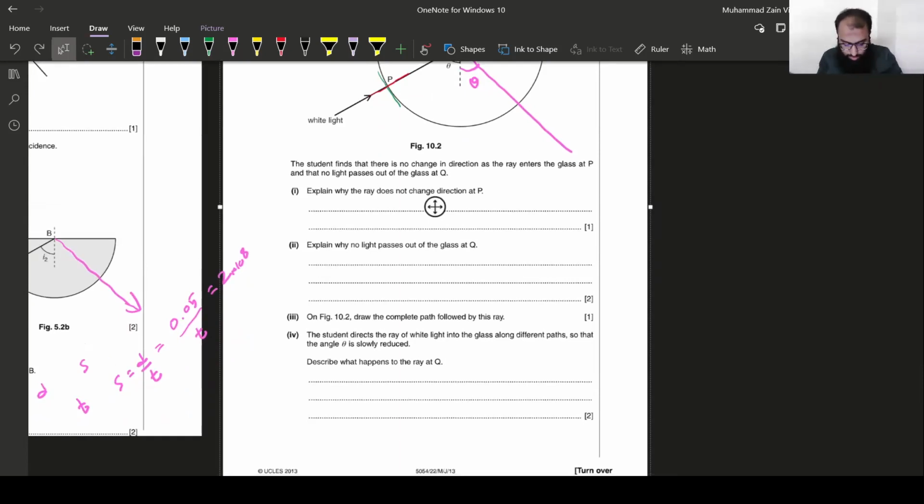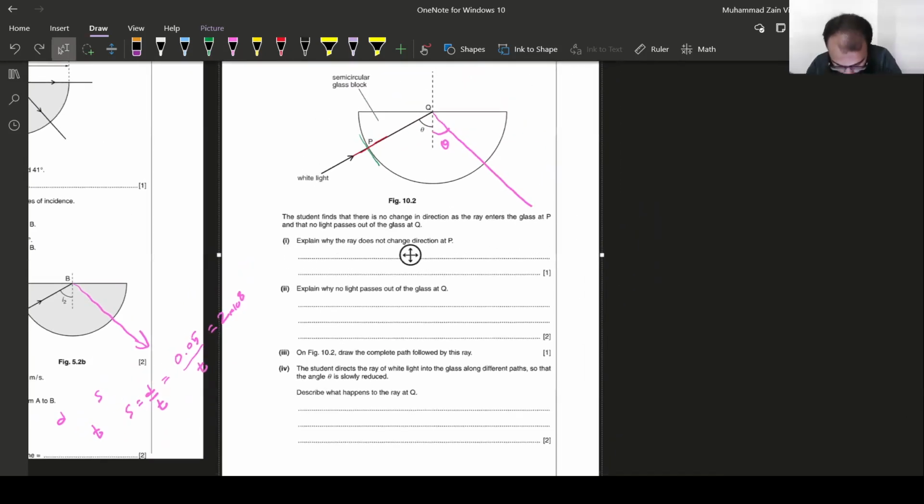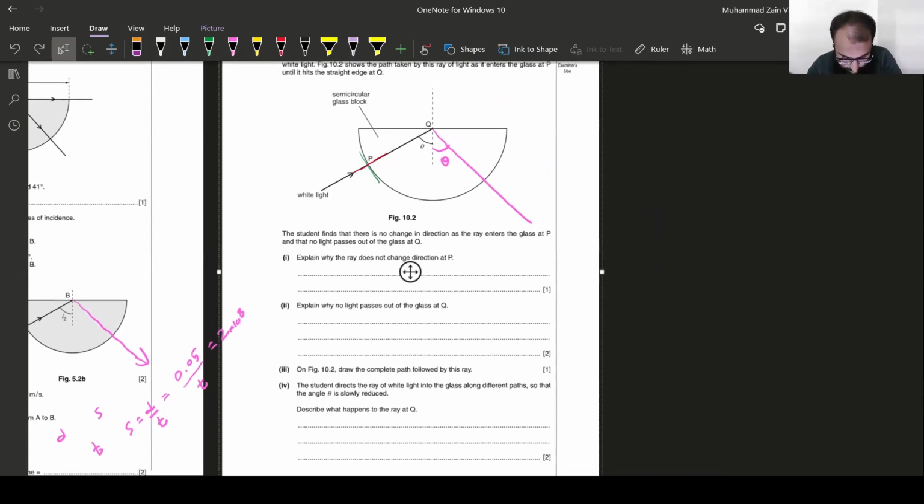The student directs the white light into the glass along different paths so that the angle theta is slowly reduced. So the student is now reducing theta. Explain what happens to the ray at Q. So what happens to the ray at Q?